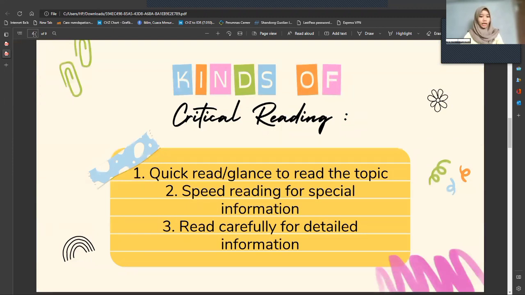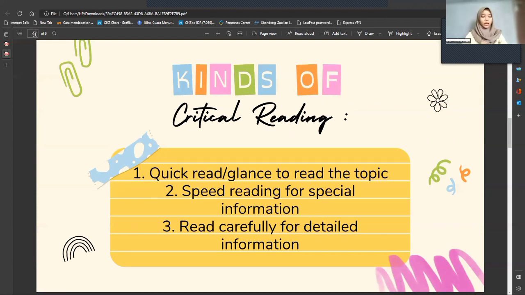Kinds of critical reading. First is quick read or glance to read topic. Speed reading is a reading technique to get information in a direct way to the problem or fact you are looking for. By speed reading, we will get maximum information in the shortest time with a high level of understanding of the contents of the reading.